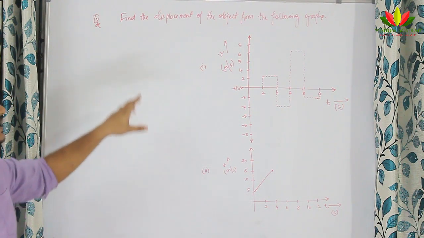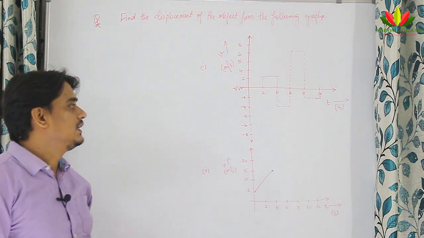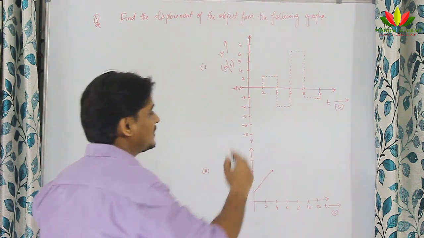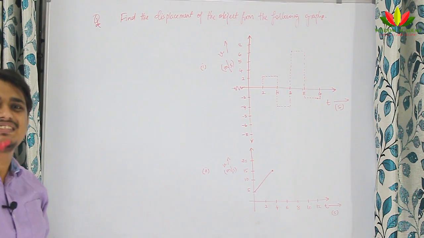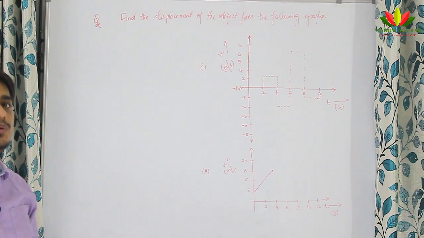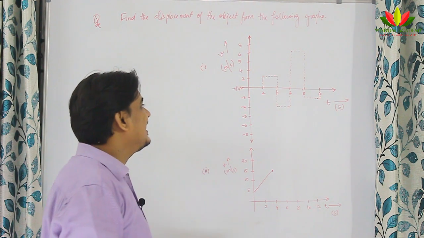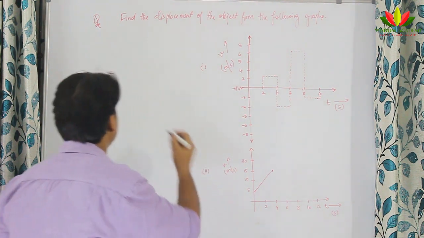Now when you have learned about the graphs, let us see 2 questions based upon that. In both the questions you have to find the displacement of the object from the following graphs. So how to find a displacement from these graphs? I told you, if it is a velocity time graph, find the area under the curve, you will be able to get the displacement. So for finding the area under the graph, let us solve the first question.